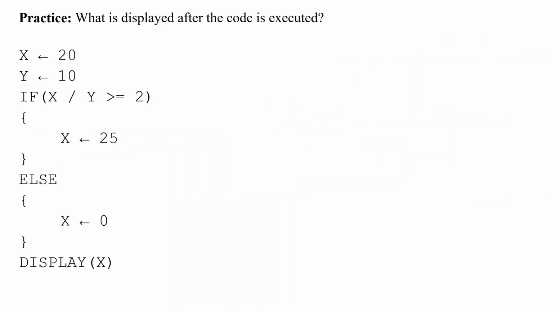Okay, here's another practice problem. Again, what is displayed after the code is executed? So here, x is 20, y is 10, and then I ask a question. I see this question in here. It has an expression in it as well. I have my if statement and then my else statement. My display down here is outside of the brackets. So when I'm looking at my if and my else statement, I'm just looking at this pair right here.